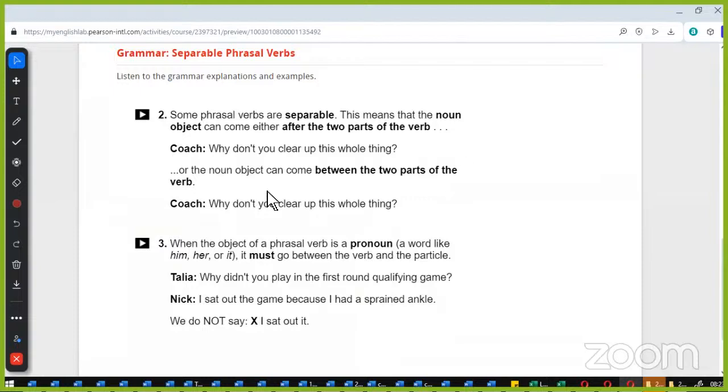Okay, so some phrasal verbs are separable. That means that you can separate these, like clear up. Let me show you some more here, like this one.